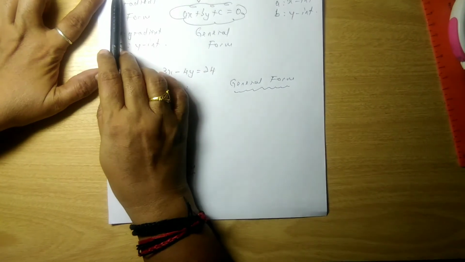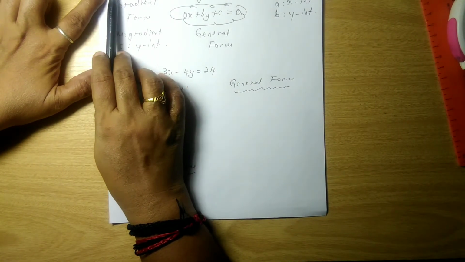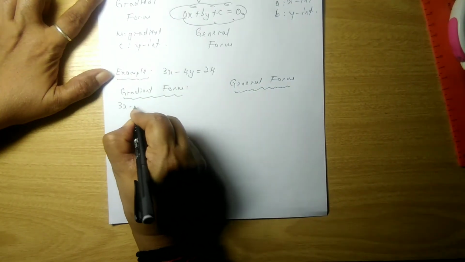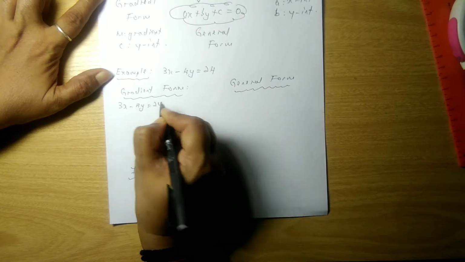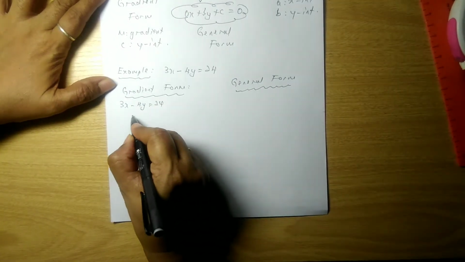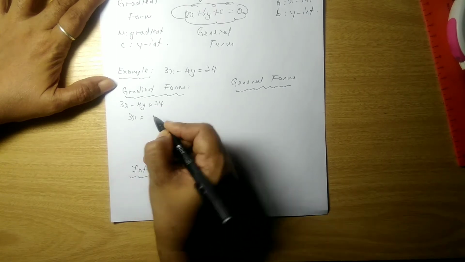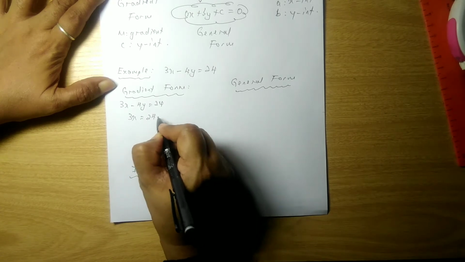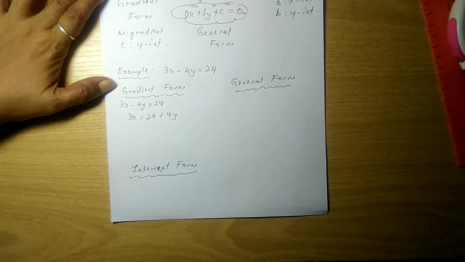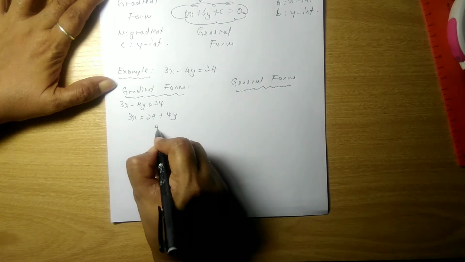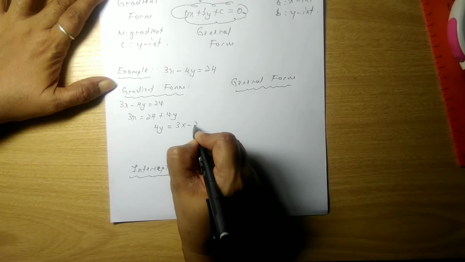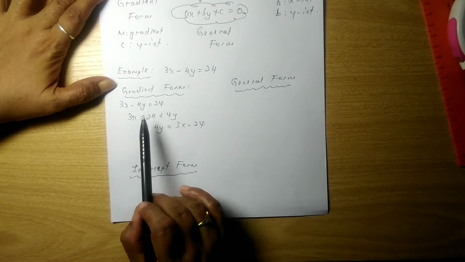Gradient form should only have y on your left, and then you've got mx and your c. So what I'll do is copy this back. 3x, I bring this over, plus 4y. Meaning my 4y will be 3x minus 24. You can do it all in one step.